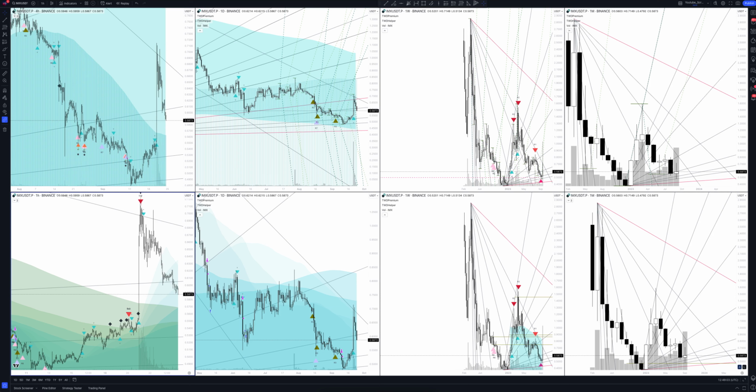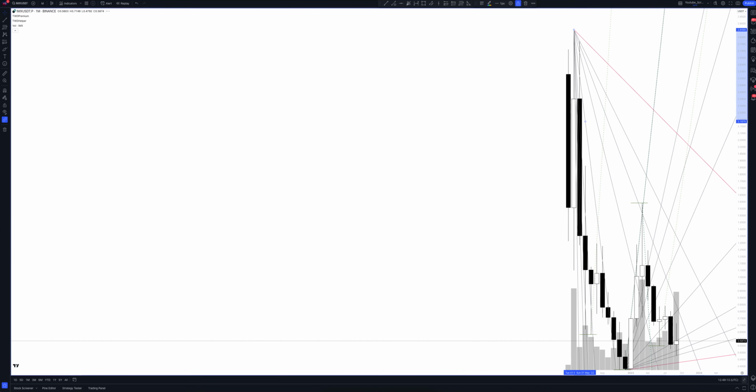Today we will take a look at Immutable X cryptocurrency. Let's analyze the market situation and find out how you can make money on it. Let's start. We always start our analysis from the global market.